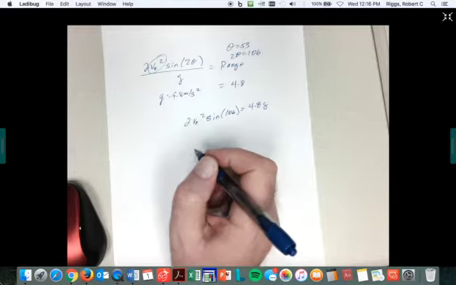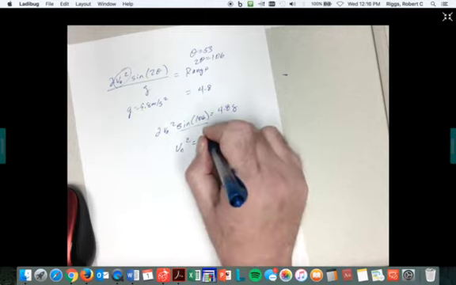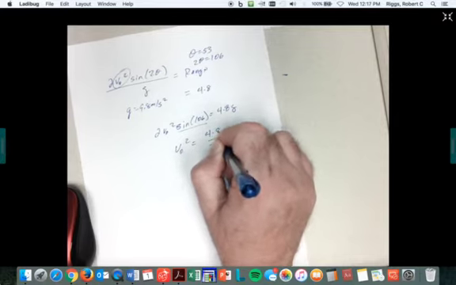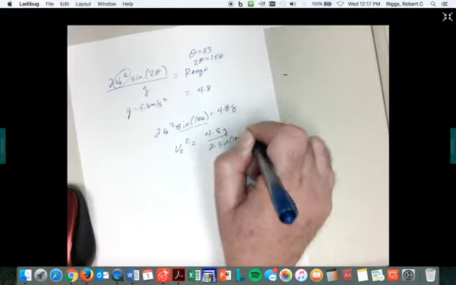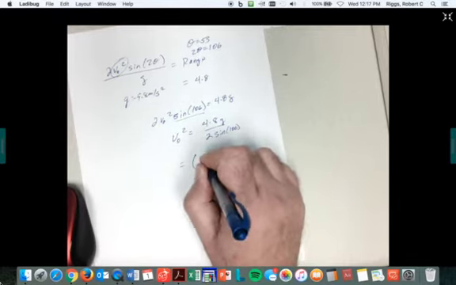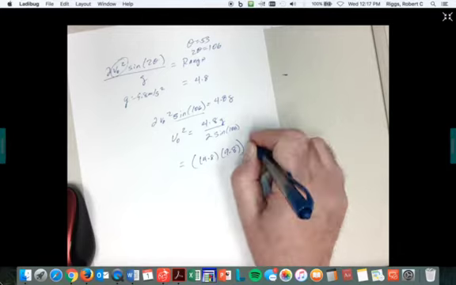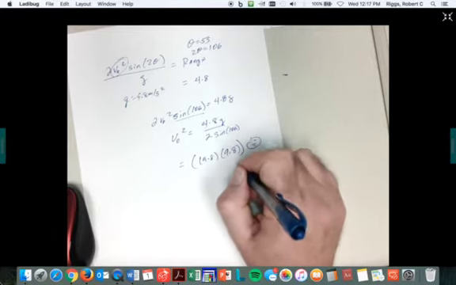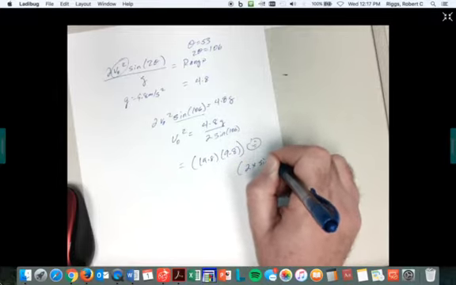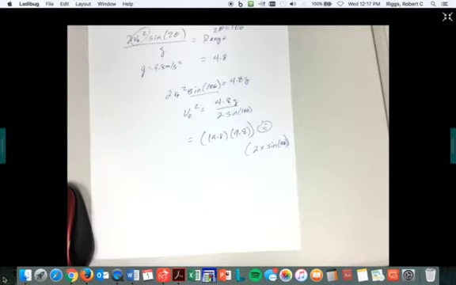Now divide by 2 and divide by the sine of 106. So V naught squared equals 4.8 times 9.8 divided by 2 times the sine of 106. When you do this on your calculator, I'd put parentheses around 4.8 times 9.8, double parentheses, divided by parentheses 2 times the sine of 106, double parentheses like that. That's the way I would do it.